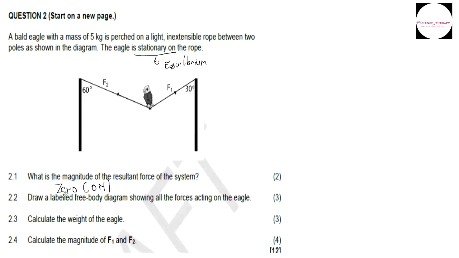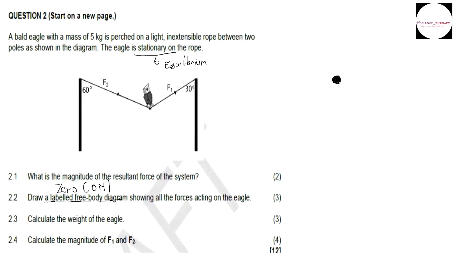Then 2.2 says, draw a labelled free body diagram showing all the forces acting on the eagle. Note, a free body diagram, not a vector diagram. So a free body diagram, this is how we do it. We indicate the dot here, which will be indicating the object.